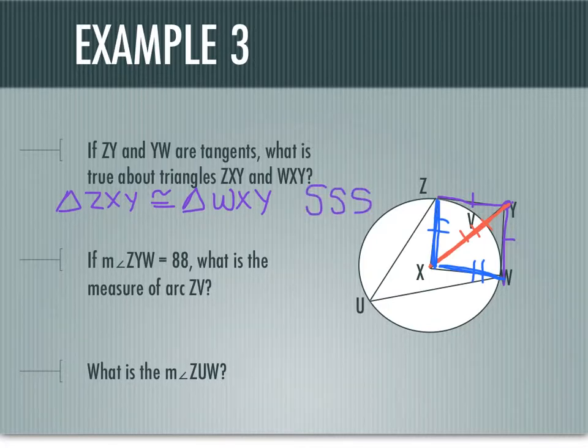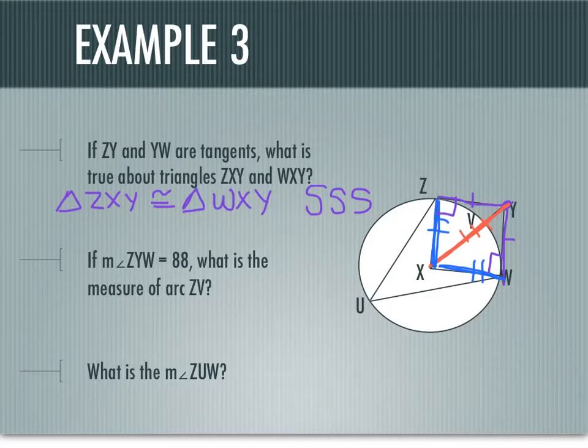Okay. By the way, what do I know about angles Z and W? They're 90 degrees. So I could have also said I know these are 90, and that would allow me to do SAS instead. That just wouldn't use the orange line. SAS. Or what else is there that's specific to right triangles?